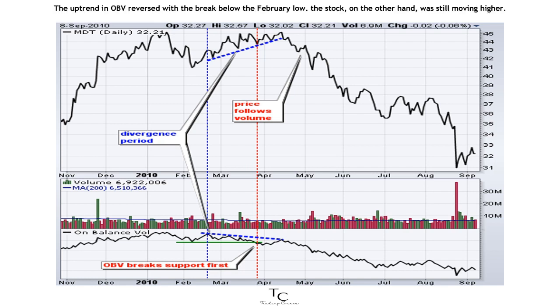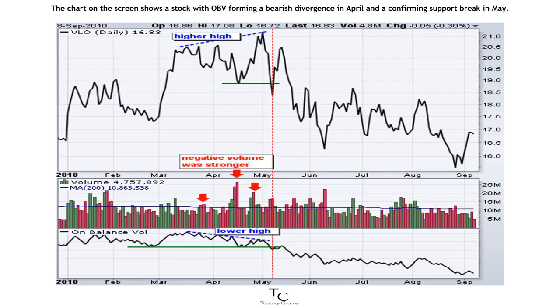The uptrend in OBV reversed with the break below the February low. The stock, on the other hand, was still moving higher. Volume ultimately won the day as the stock followed volume lower with a decline into the low 30s.